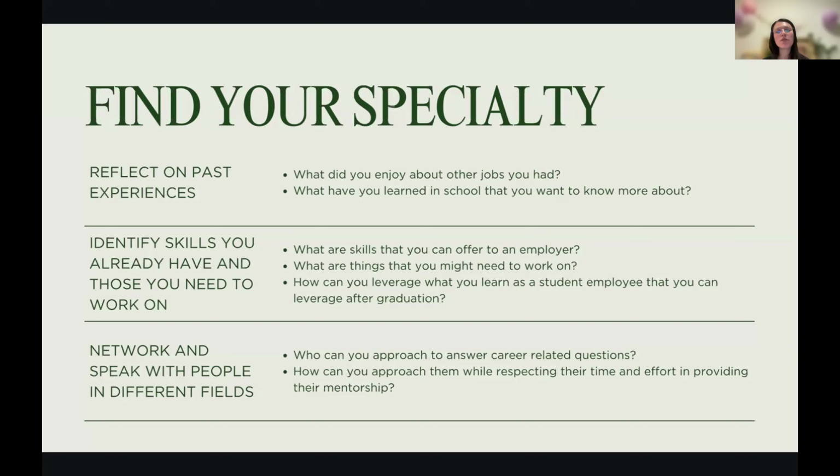And then also think about, what did you learn in school that you want to learn more about? That can really pique your interest as to what type of librarianship you might want to work towards. Also, identify skills that you already have and those that you need to work on. As students, it can feel sometimes like, oh, I'm just a student, I don't know what I have to offer, but we offer specific skills that are very valuable to employers. So think about how you can leverage skills that you learned in other places that will be very beneficial to an employer. And also think about what you want to work on and what you want to gather from the placements that you're attending.